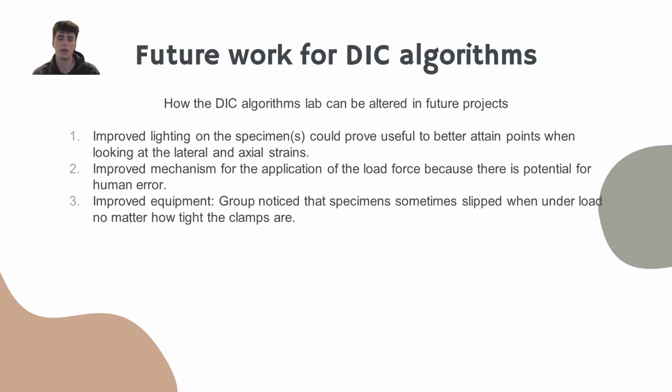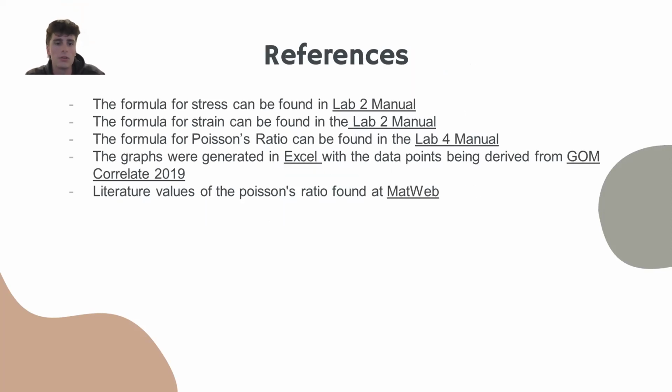For future work with the DIC algorithms, improved lighting on the specimens would help, because it would be better for attaining points when looking at the lateral and actual strains, and would be easier for the software to show the points. Number two, improved mechanism for application of the load force, because there's potential for human error. And also improved equipment. Our group noticed that specimens sometimes slipped when under load, no matter how tight we tightened the clamps. And finally, the references for this.